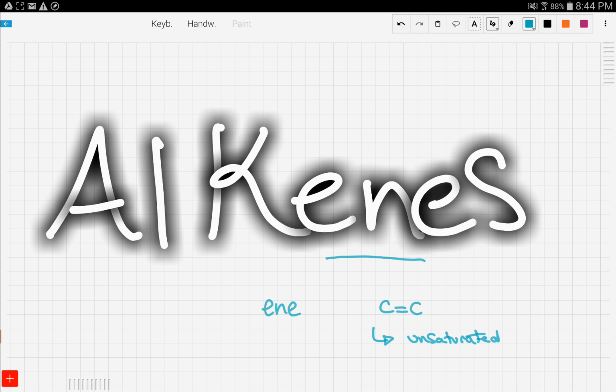So this is unlike alkanes. In alkanes we have a single bond, and that makes the compound a saturated compound. Now, alkenes, they also form homologous series.